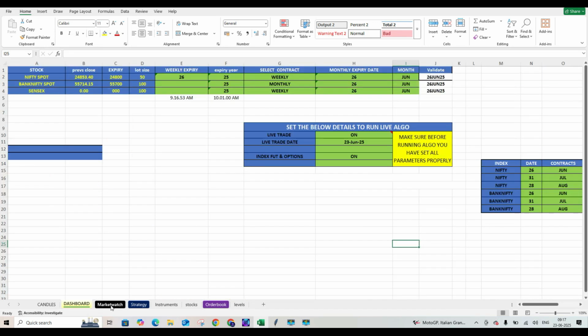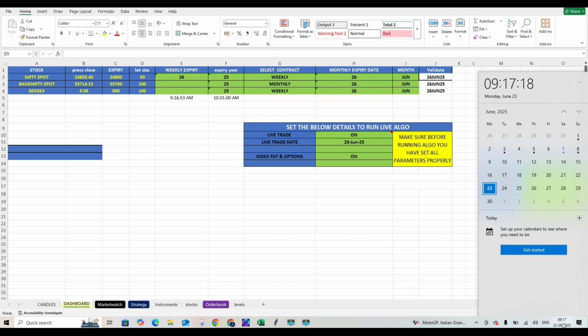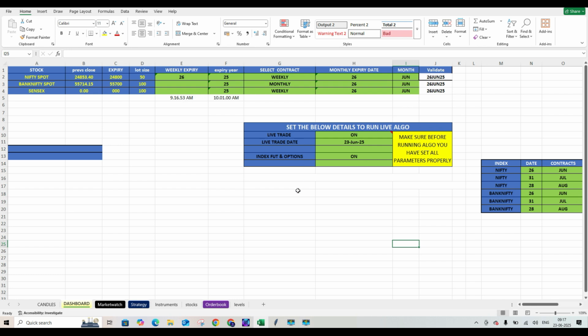Yes traders, you can see here today's date is 23 June 2025 and the time is 9:17. Our market is already open and we have set our dashboard also. The weekly expiry of this week is 26 and the monthly expiry is 26. Please make sure you run this Algo software with these parameters properly. Well traders, we have just turned on our Algo trading, that is live trade, and set today's exact date.